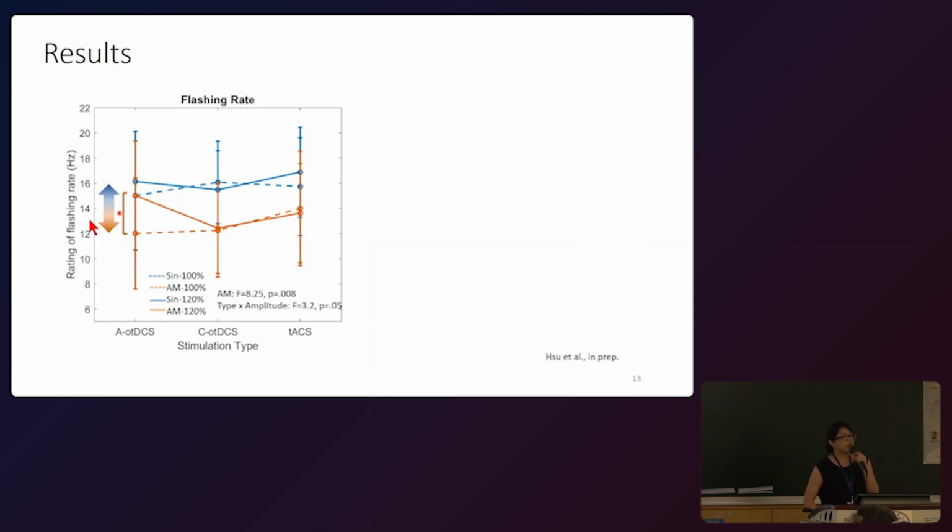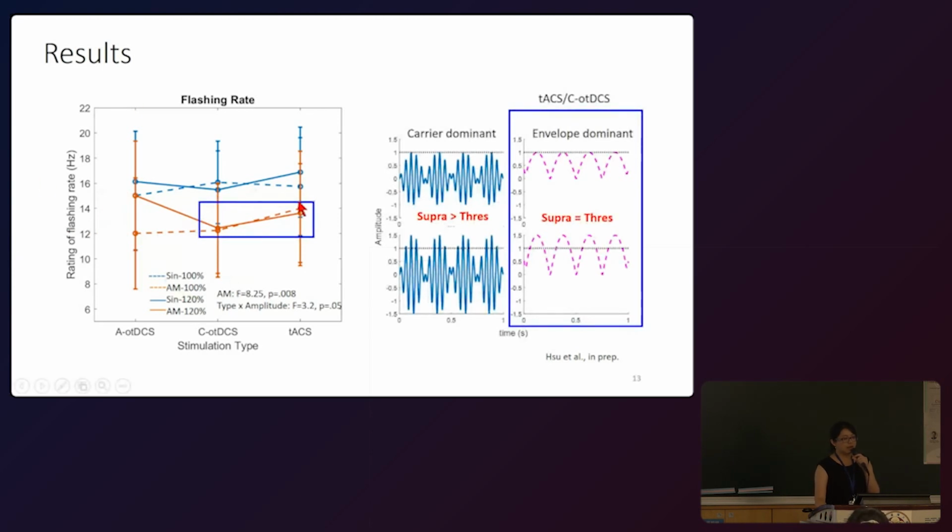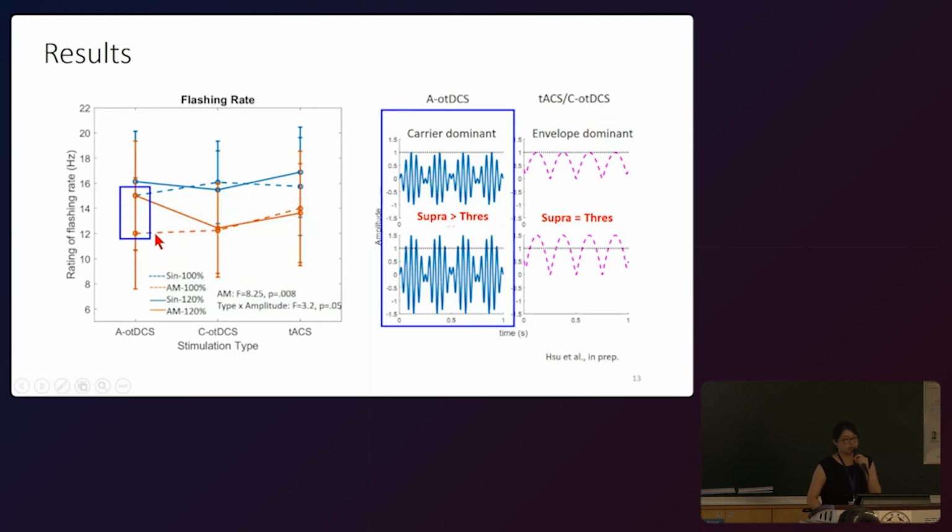So if we go back to our previous simple hypotheses, we can see that in the amplitude modulating condition, because both OTPCS and TACS were not significantly affected by the stimulation intensity, somehow they seem to support the envelope dominant hypothesis. But for the other OTPCS, because we increase the intensity and we see a faster rating, it seems to support the carrier dominant hypothesis. So there is kind of a separate result here.